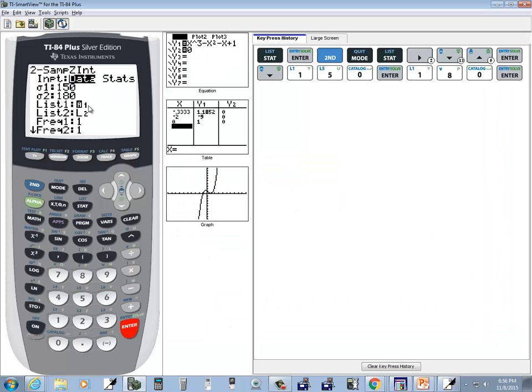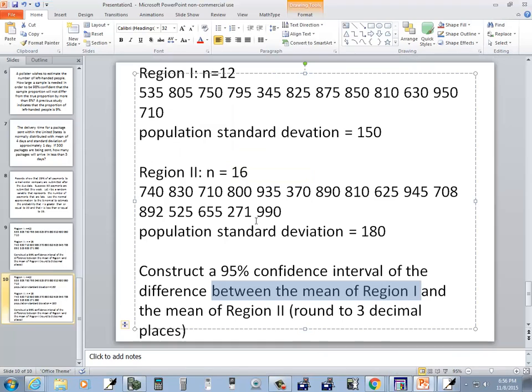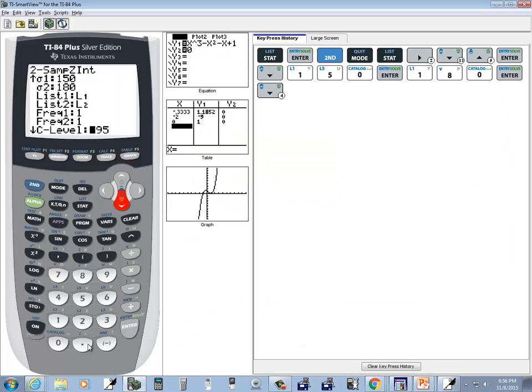Okay, now I want this to be L1 and L2, and it is. If yours isn't, you do second 1 to put L1 there, and on this one you'd put second 2 to put L2 there. Frequency should always be 1. If yours isn't, then turn off alpha lock and press your 1. Same here. That should be 1. And for C-level, we want 95%, so I do 0.95. And then I want to choose calculate.